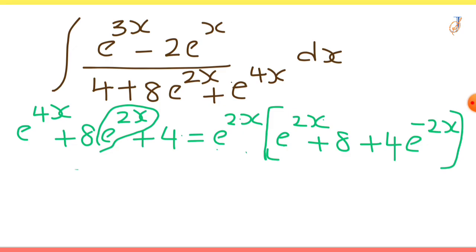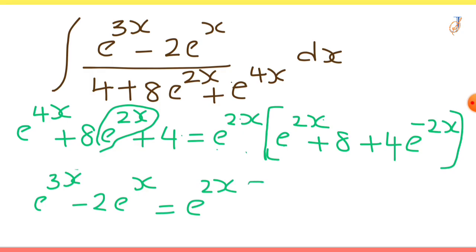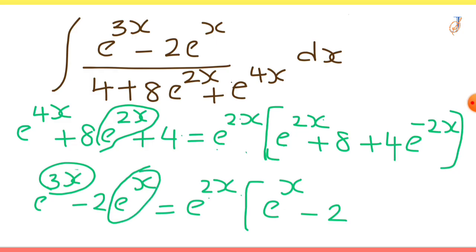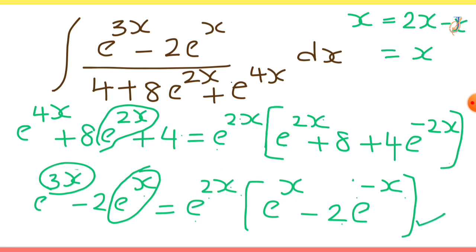So now observe the numerator. In the numerator we have e^(3x) − 2e^x. Here also, if you take e^(2x) as common, you are left with e^x, isn't it? So just e^x − 2. Here we have e^x, but we are taking 2x as common. So to be equal, if you do minus x, then you get x. That's why here we have to take e^(−x). This is the numerator form and this is the denominator form.